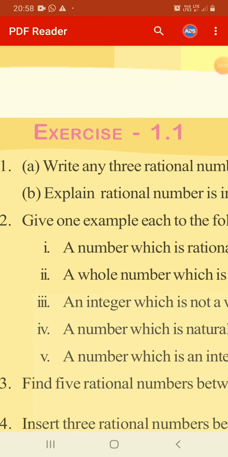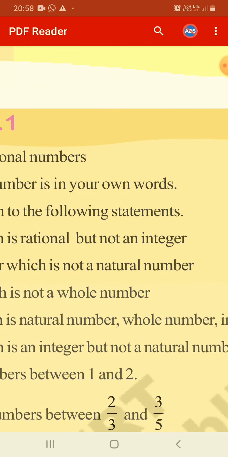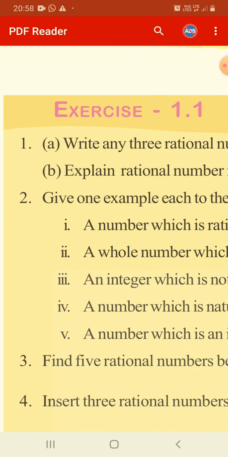So here see the B bit of question A. Explain rational numbers in your own words. So how will you solve this question? Just you have to write the definition of rational numbers. Rational number is of the form P by Q where P and Q are integers and Q not equal to 0.